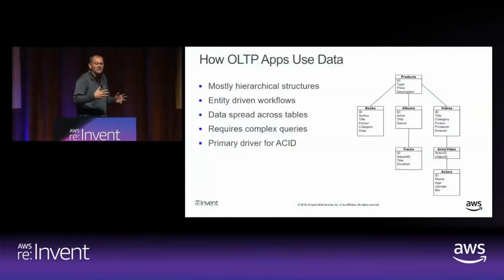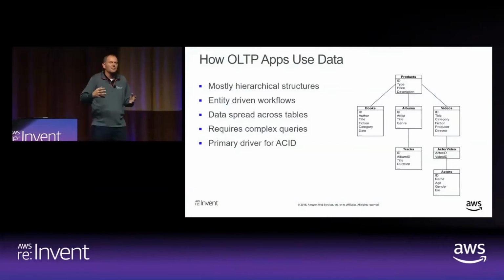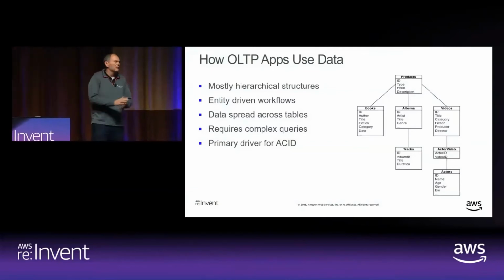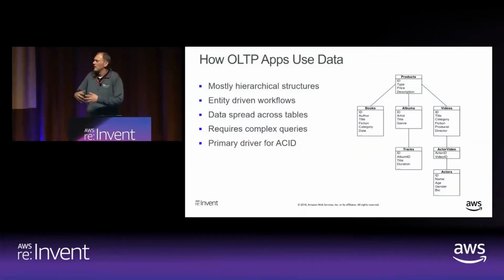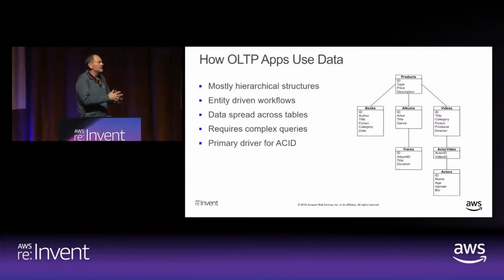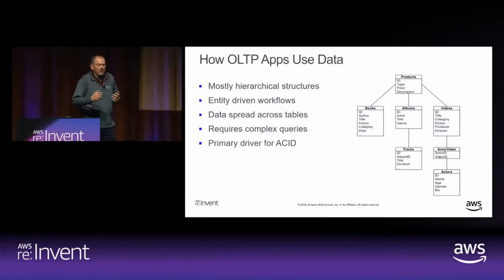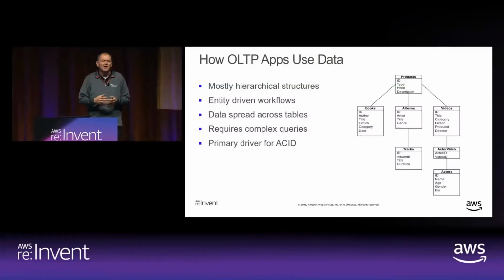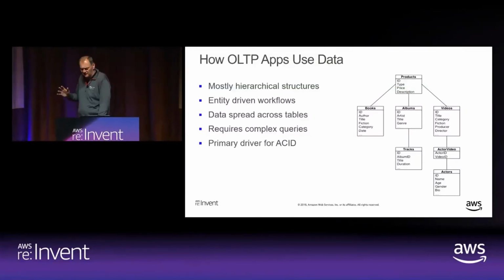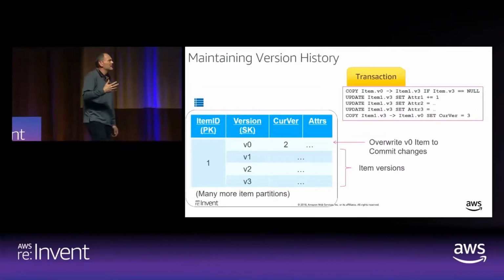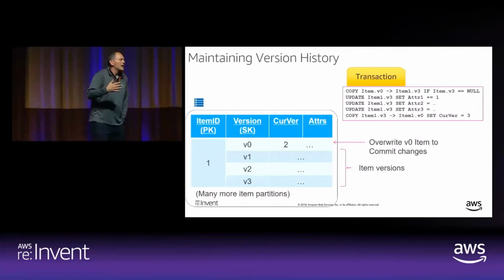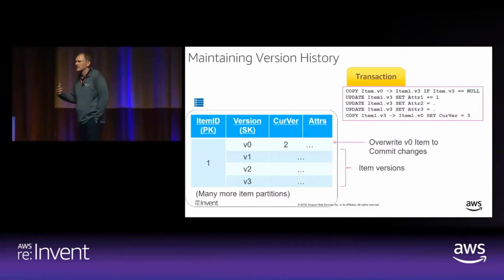The way the OLTP apps use data, again, is about hierarchical structures. They use entity-driven workflows. The data gets spread out across tables and requires complex queries to be able to populate these application layer entities. It requires multiple queries to be able to update the entities. And it's a primary driver for ACID when we get into NoSQL databases. However, when we denormalize the data and we create hierarchical data items, then maybe I don't need much more than atomic updates. There's still times when we might need ACID transactions. One of the good ones is in maintaining the version history or creating new items that actually get created in multiple passes and committed all at once.